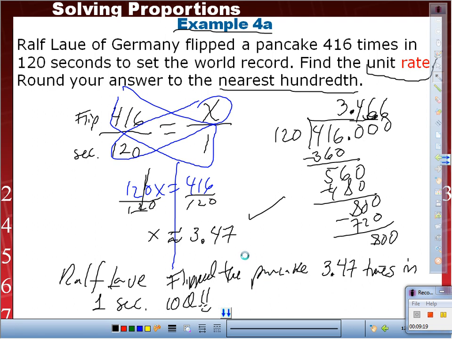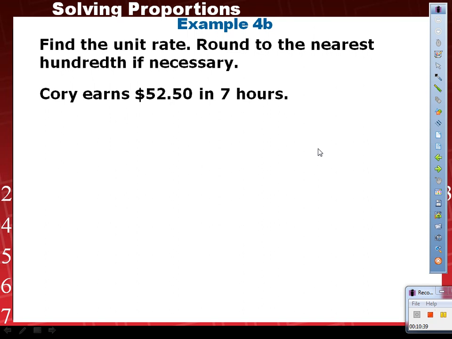So yeah, any questions on unit rate? Fairly simple, yes? Okay, thank you. Any questions on unit rate? We got this, yes? All right. So with that said, do this one by yourself. It says, find the unit rate, round to the nearest hundredth if necessary. So copy this one. Example 4B. Corey earns $52.50 in 7 hours. Write your rate. From there, make it a proportion, and find me the unit rate. Ready, go.